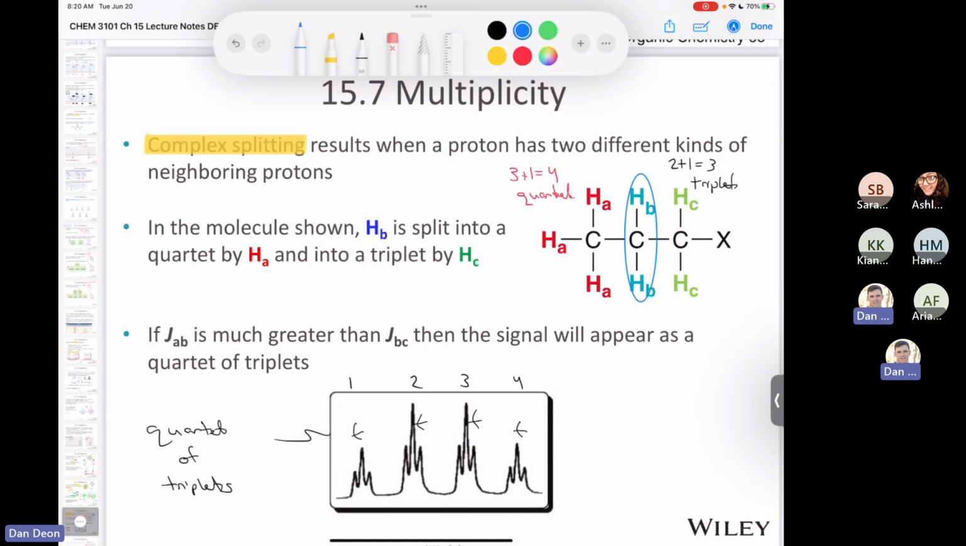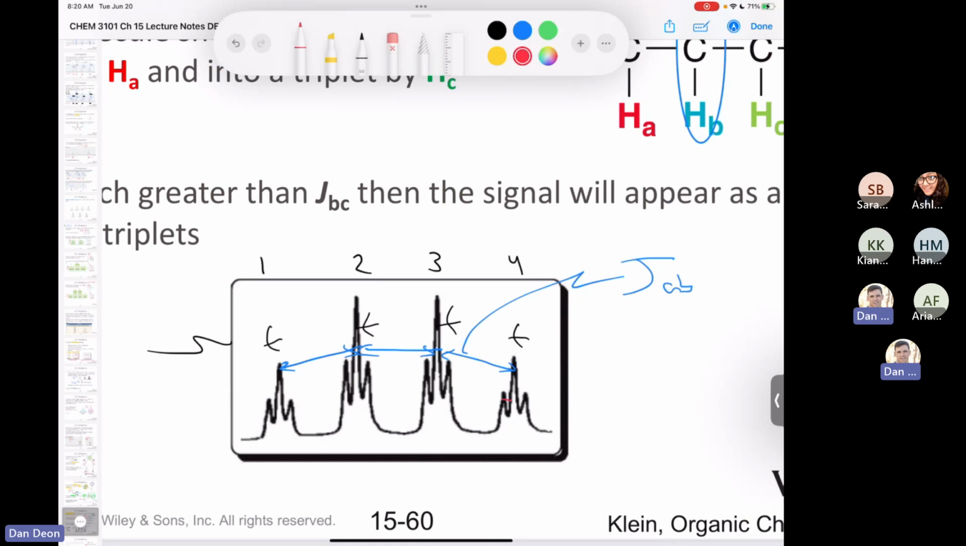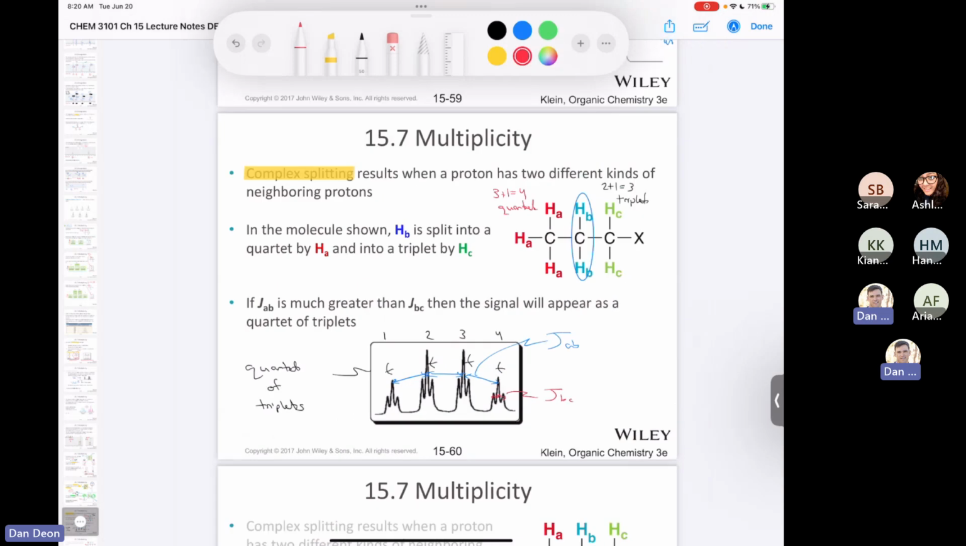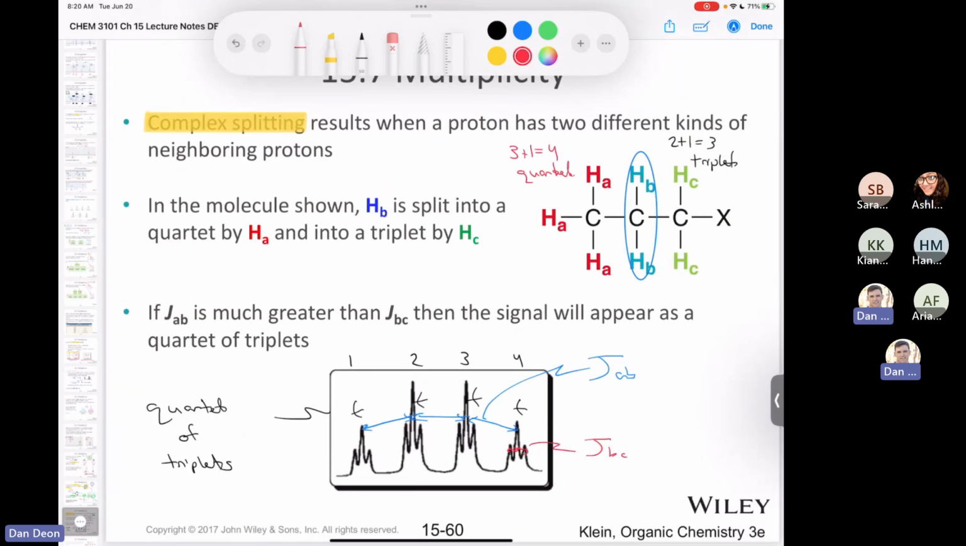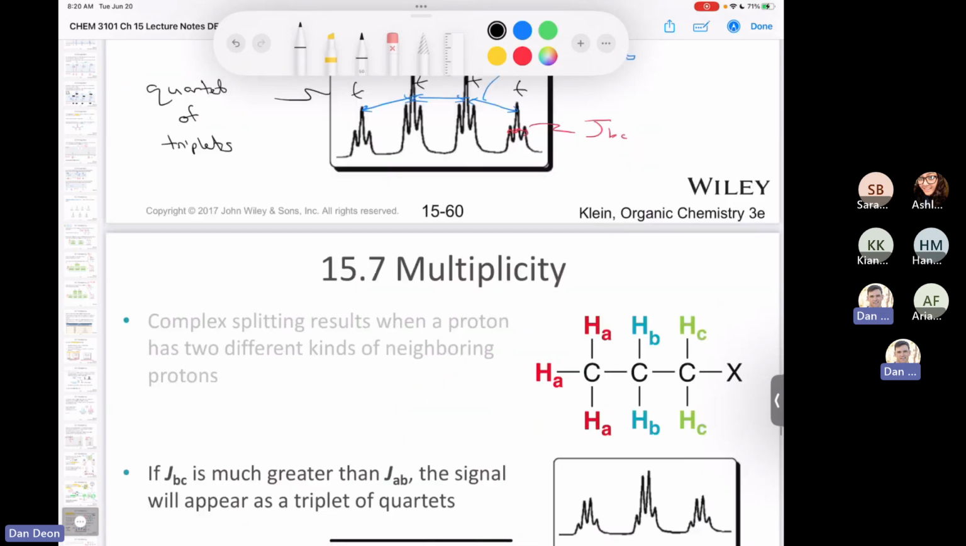So you see the distance between the middle of the peaks, right? So between A and B, I'll just do it like this. You can see the distance between these is much larger. So this is JAB, the coupling constant between A and B. And then in between here, all these little tiny gaps here and here, that is JBC. Remember that J just stands for coupling constant, okay? So let me write that in here. J is equal to coupling constant. All right, so we get a quartet of triplets in this case.